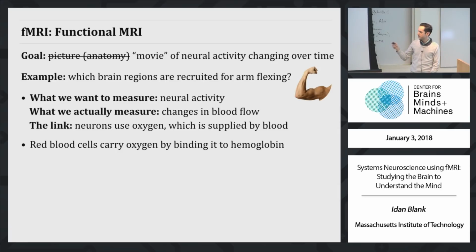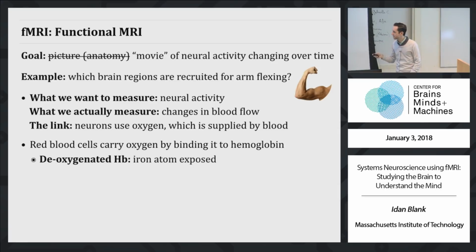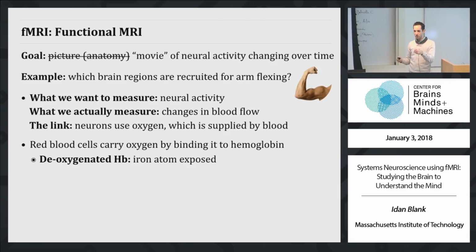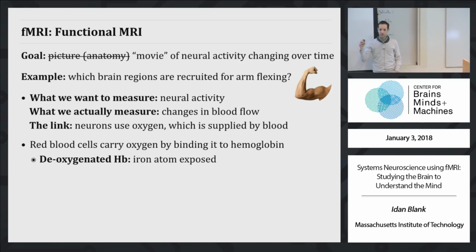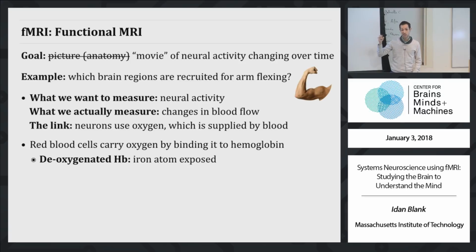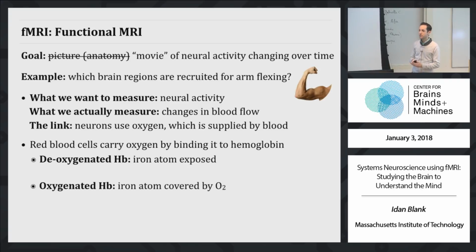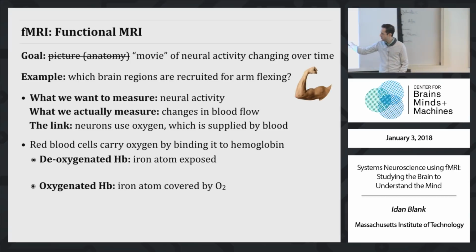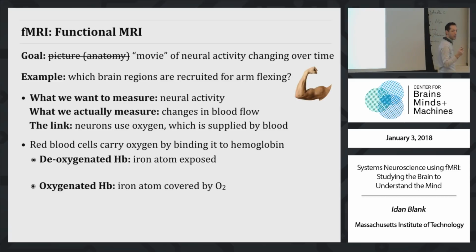And here's the crucial part that makes fMRI, in my opinion, so cool. Hemoglobin can either be deoxygenated. Those are hemoglobin molecules that don't happen to have oxygen on them at the moment. And in those molecules, there is an iron atom that is exposed. There are actually 4 of them, 4 atoms that are exposed. But when a hemoglobin molecule binds oxygen, the oxygen sort of covers the iron atoms. And this difference between deoxygenated and oxygenated hemoglobin is really important for MRI. Why?